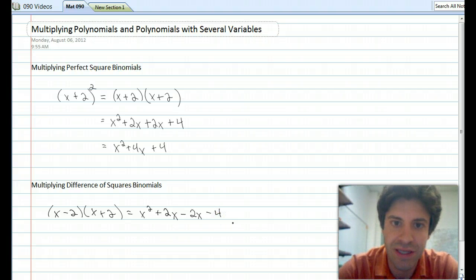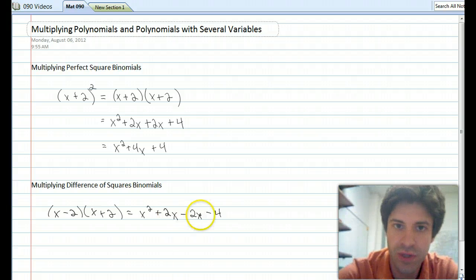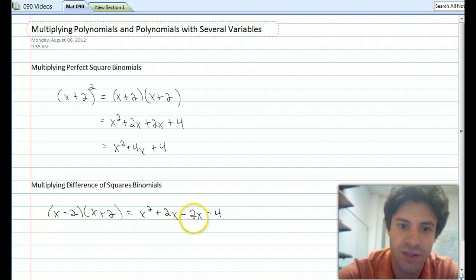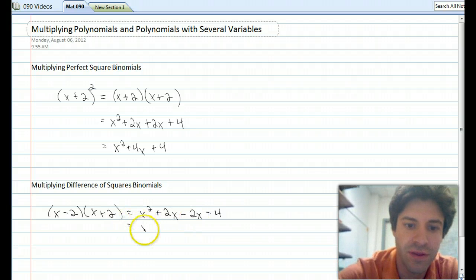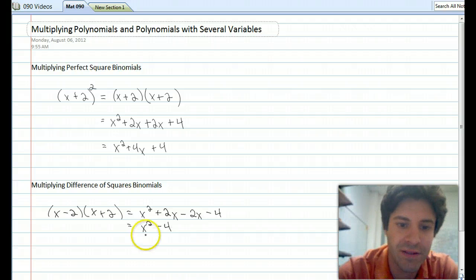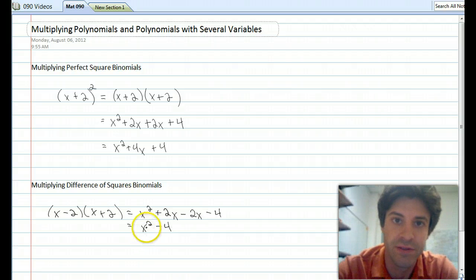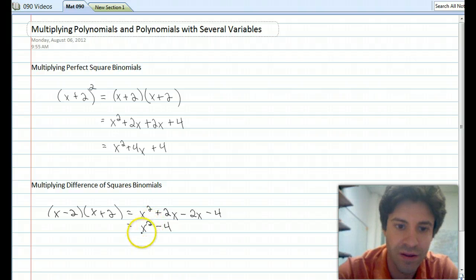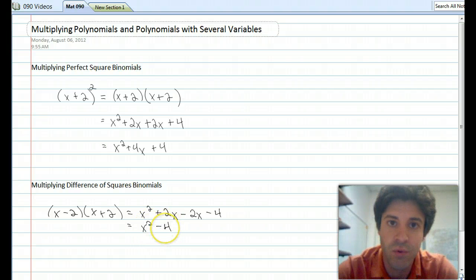Now you'll see what happens with the like terms here, and this is always the case with these difference of squares binomials. The two like terms in the middle here actually cancel each other out. Plus 2 and minus 2 cancel. And the only thing we're left with is an x squared minus 4. This is actually why this is called a difference of squares binomial. What we're left with is the difference, the subtraction of two perfect squares. You have x squared and 4. We're going to talk a lot more about difference of squares when we get to factoring.